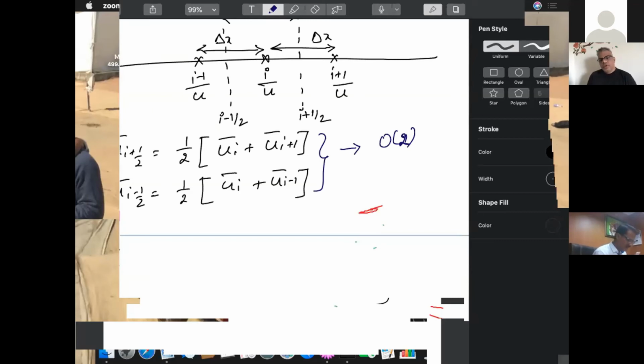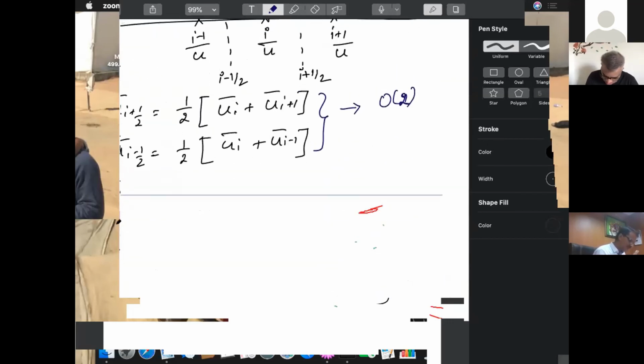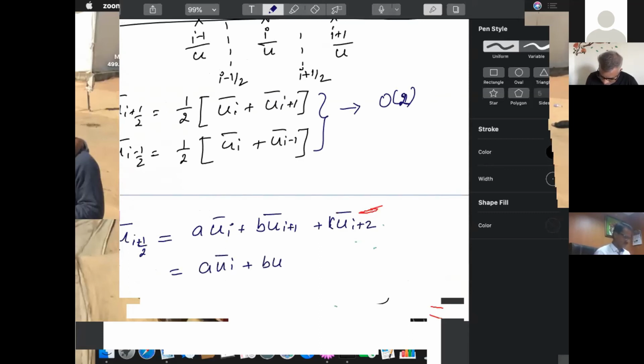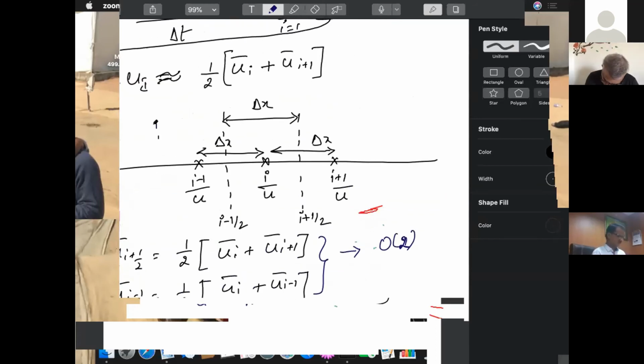And if you want higher orders of accuracy, all you need to understand is that I can reconstruct U bar at I plus half as a function of a times U I, plus b times U I plus 1, plus c times U bar I plus 2, or I can take I minus 1, or I can take I minus 2 plus b times U bar I minus 1 plus c times U I. So all that I'm doing is considering one more point, I minus 2 and say I plus 2.